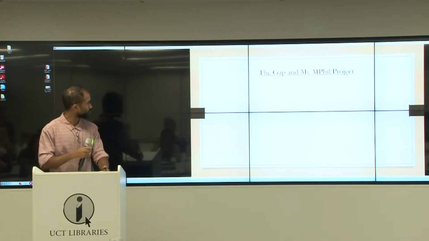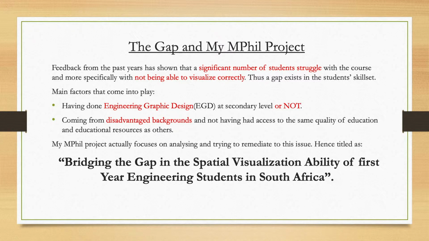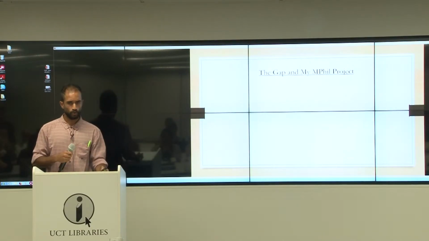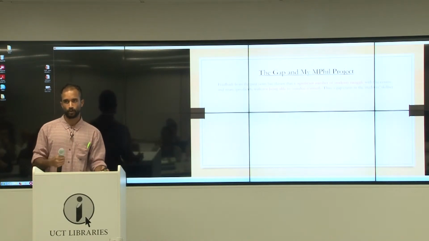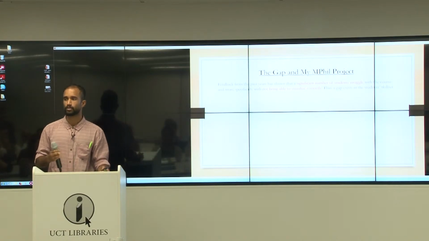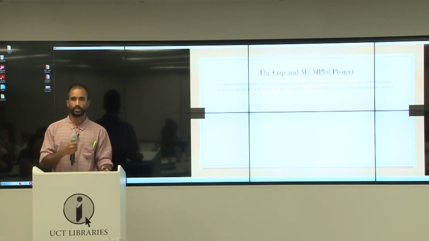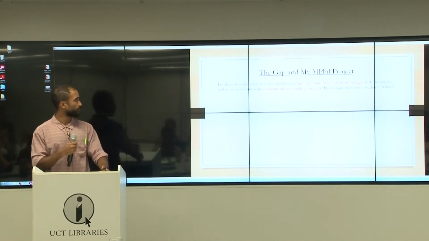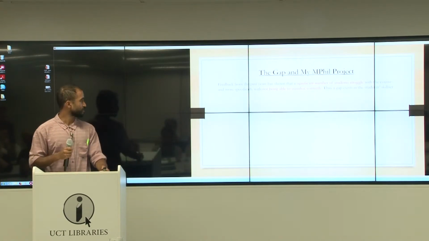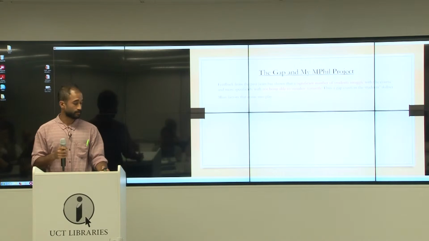As I said before, I'm doing my MPhil in engineering education. And before I come to explaining the gap, this is actually the main reason behind the open textbook and also my MPhil project itself. Feedback from past years has shown that quite a portion of students struggle with engineering drawing, the course, but more specifically with not being able to visualize correctly. They're given a component, parts, or standard drawings, and they can't make the link. That's how I call it, the gap. It's mainly a few main factors that come into play.